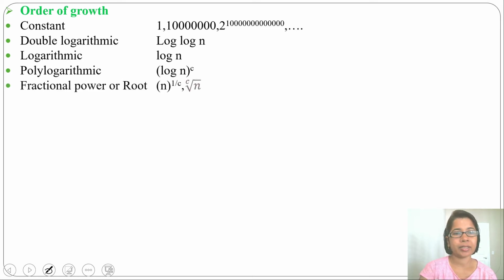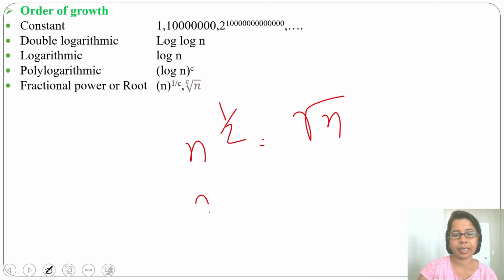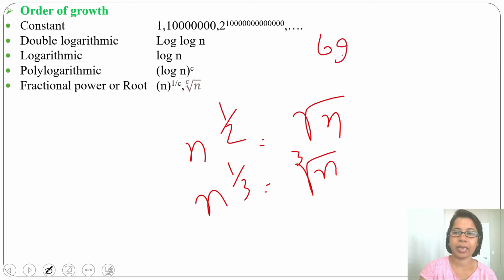Next is fractional power or root, like n power 1 by c, or we can write it as the c-th root of n. Suppose n power 1 by 2, we can write that as root n; n power 1 by 3, we can write as cube root of n. Suppose log n and root n are given, then root n has a higher order of growth than log n.